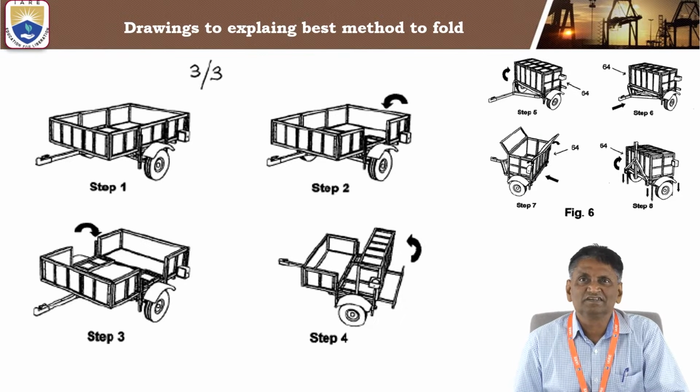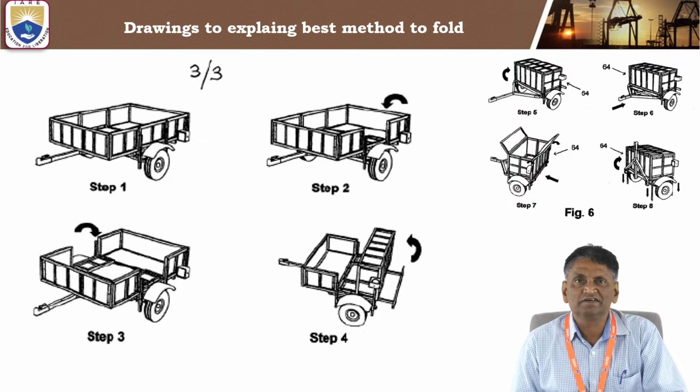You see, this sketch was provided to explain how to dismantle and make a small trolley as a single piece from the big trolley. He used 6 different sketches to give a step-by-step procedure. Step 1 is the fully expanded trolley. Step 6 is the fully assembled trolley. So he explained the best method of working in 6 steps.